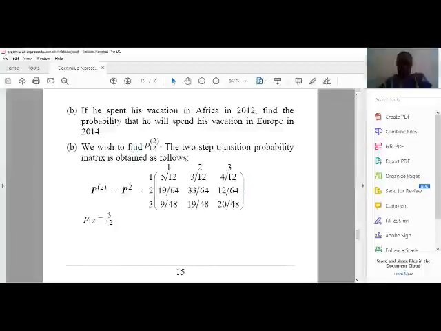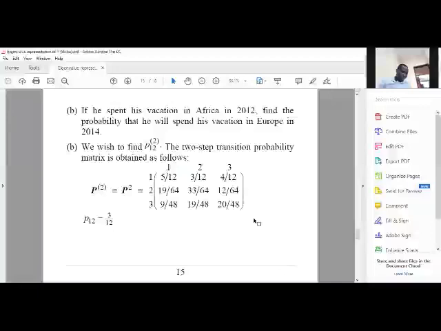So what was the question? If he spent his vacation in Africa in 2012, find the probability that he will spend his vacation in Europe in 2014. Africa is 1, Europe is 2. So you want the transition from 1 to 2, which is 3 over 12. So the answer to that question is 3 over 12. Are we okay? Yes. You're okay.